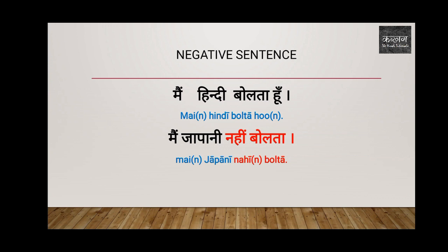Now here we can see two differences. One is addition of nahi just before the main verb. And the second is elimination of the verb hona. So the first change is addition of nahi before the main verb. The second change is elimination of the auxiliary verb hona. मैं हिंदी बोलता हूँ. मैं जापानी नहीं बोलता.